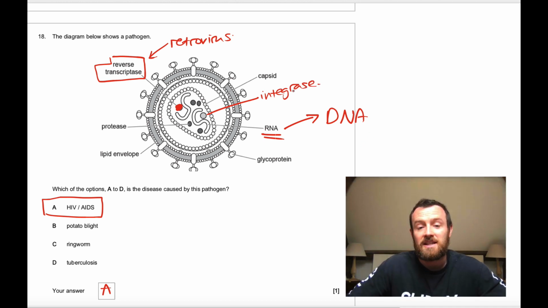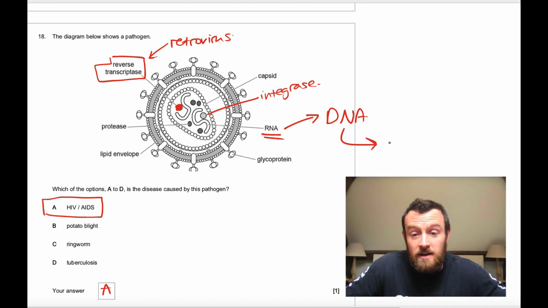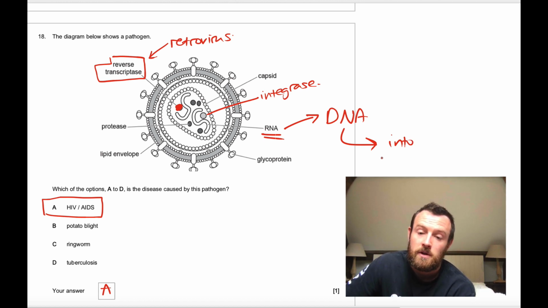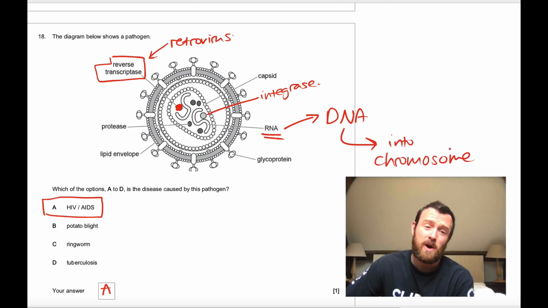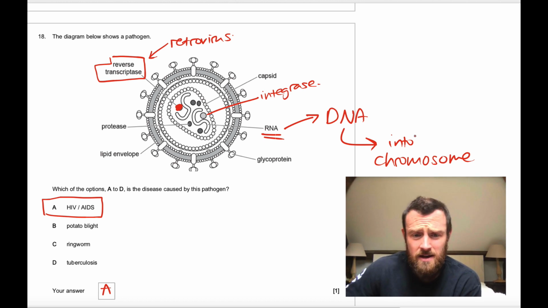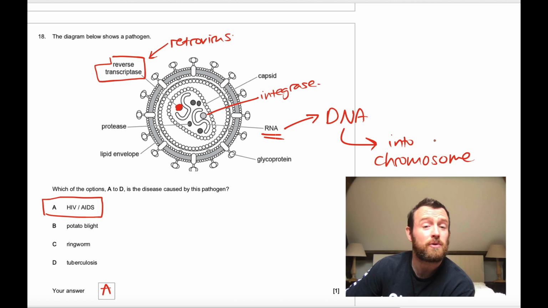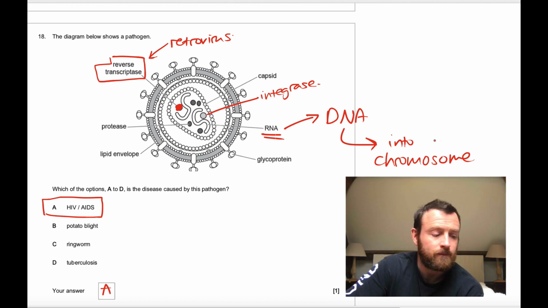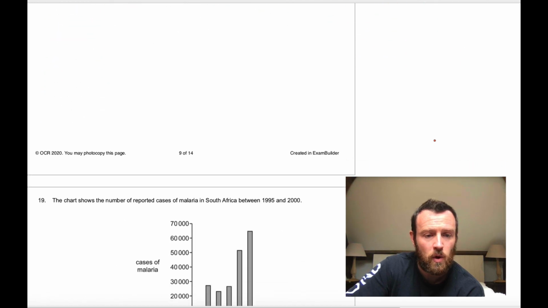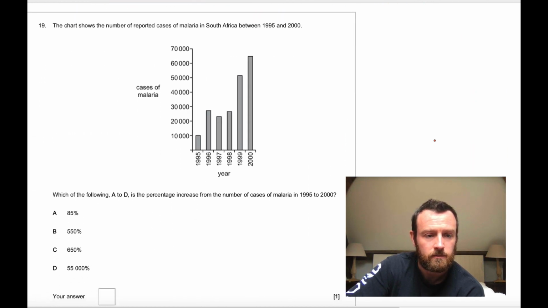And what the integrase does is put the DNA into a chromosome in the nucleus, which is where it stays, which is why HIV is so difficult to treat, because basically its DNA edits itself into your genome, and then it's hard to get rid of. Okay, moving on. 19 and 20. Two questions on a similar thing.